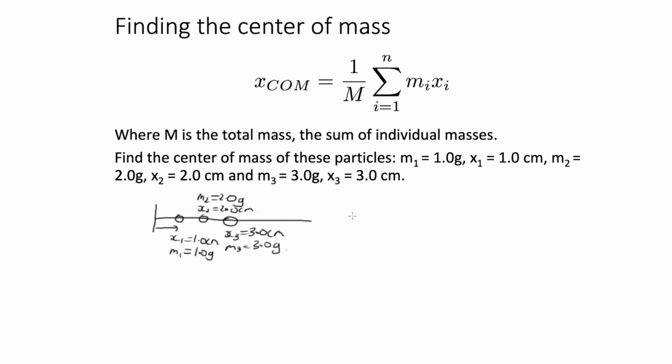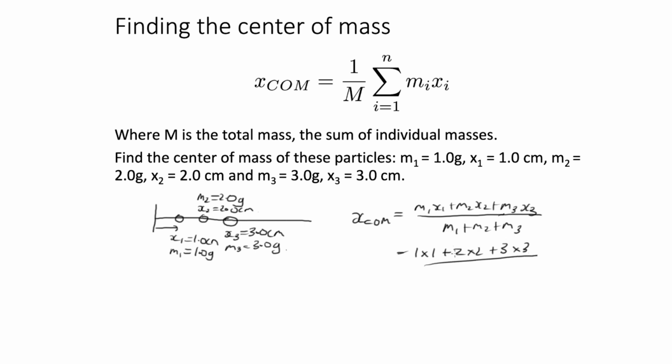And so the x-coordinate of the center of mass is equal to the sum of m1 x1 plus m2 x2 plus m3 x3 over the total mass, which is m1 plus m2 plus m3. So we can substitute in. We've got 1 gram times 1 centimeter plus 2 grams times 2 centimeters plus 3 grams times 3 centimeters divided by 1 plus 2 plus 3 grams. So this is grams and this is gram centimeters.